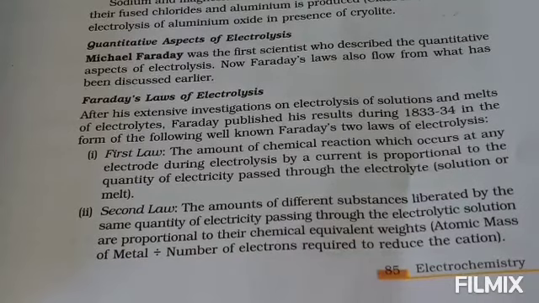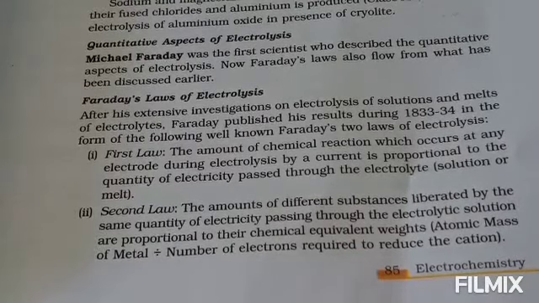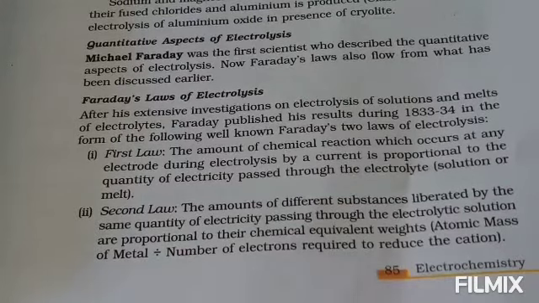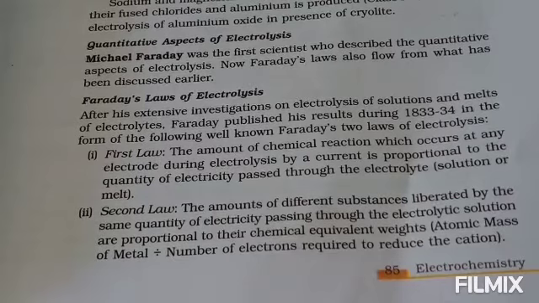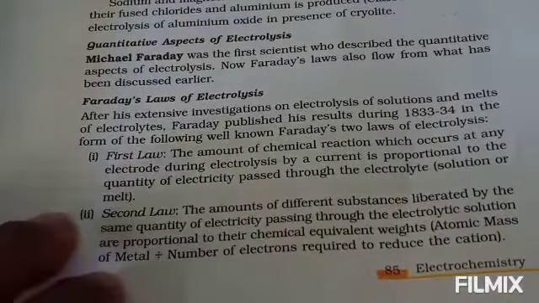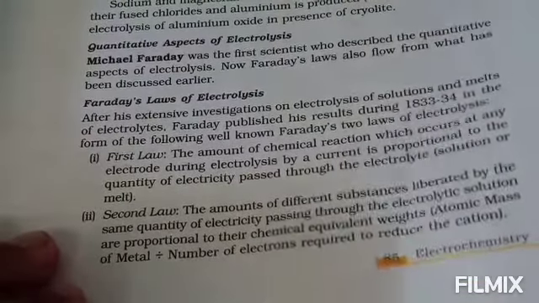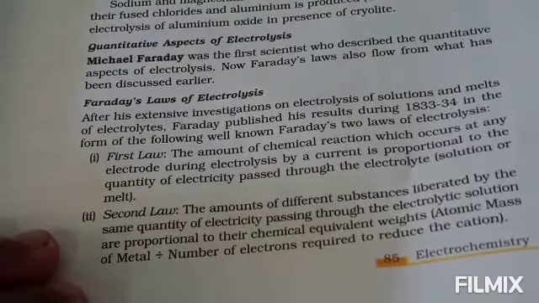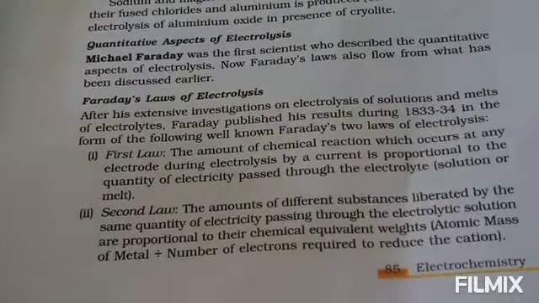Mathematically, we can say the first law is W equal to Q, that is W is proportional to Q, and Q equal to IT, where Q is the quantity of charge, I is current and T is time. So this is the first law.